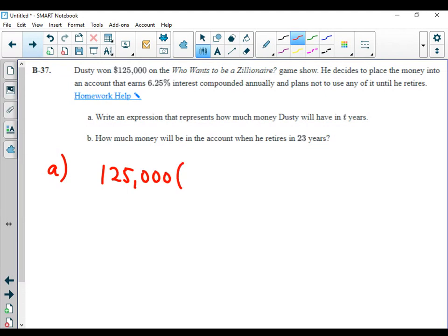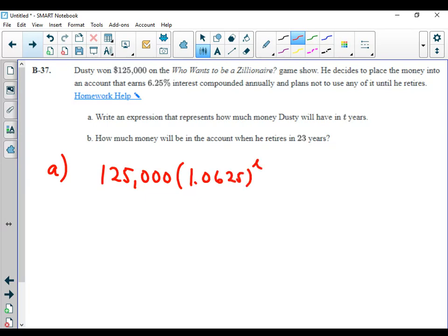How would I write getting 6.25% interest? What would be my multiplier on this one? This is like getting that 6.25% extra credit. Ellen? 1.0625. Good.